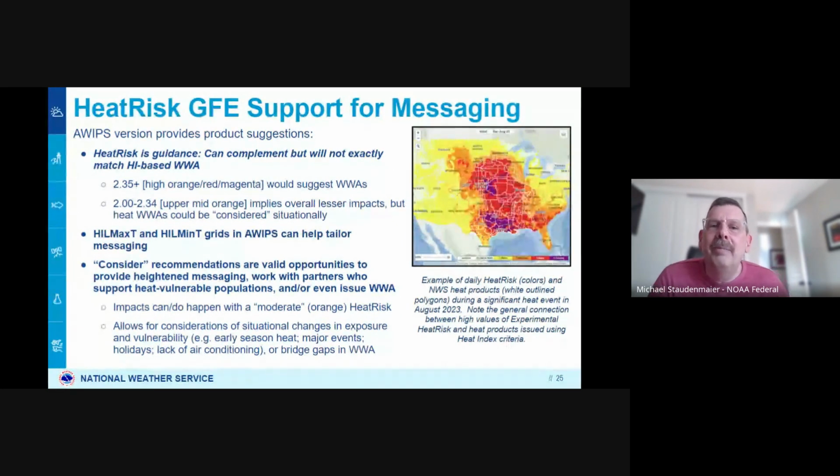So as an example, the benefit of including heat risk in a heat product process, I provided a 7-day loop of daily heat risk values forced by day 1 NBM values during a significant heat wave in August of 2023. That's on the right-hand side. So the white polygons are the National Weather Service's heat products issued independently using a heat index approach. While every week last summer didn't show this type of good matching, many weeks were pretty similar in behavior where our heat products were issued in areas of the orange, red, and magenta heat risk.